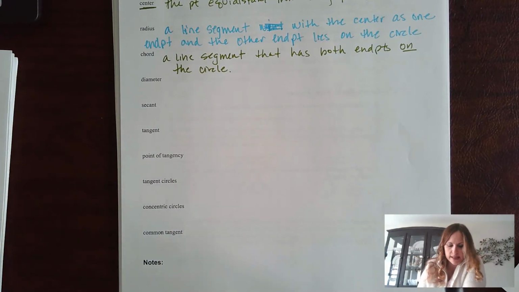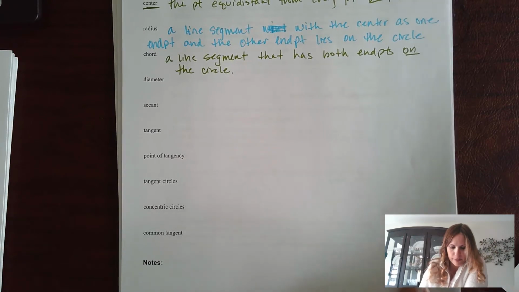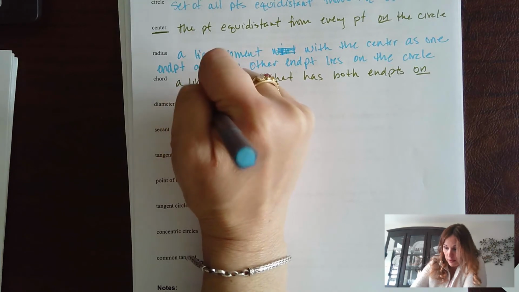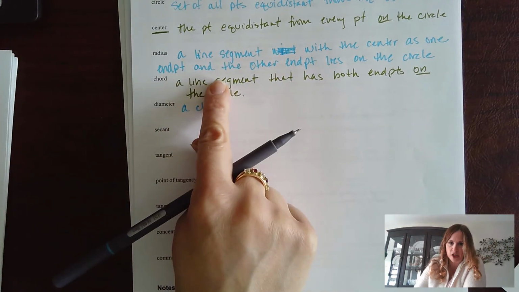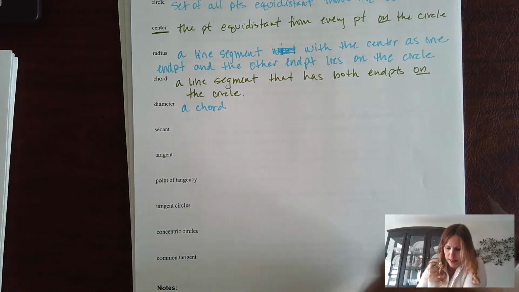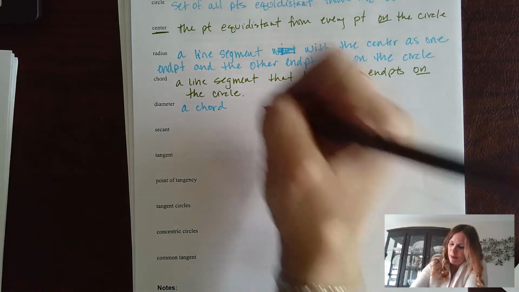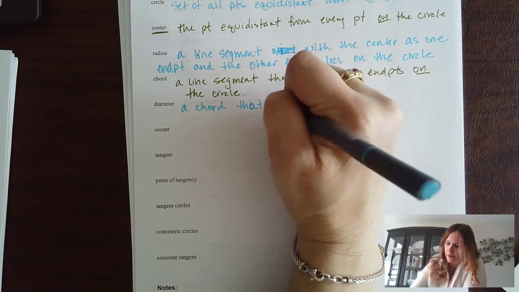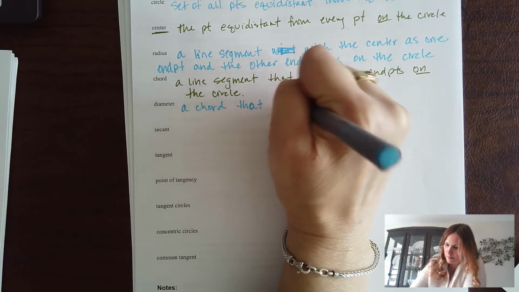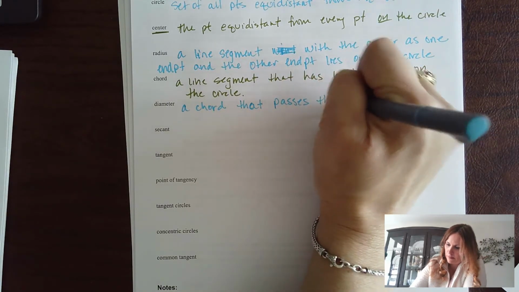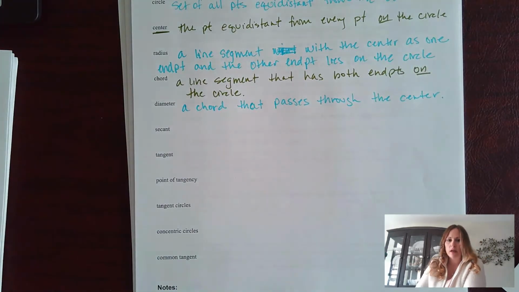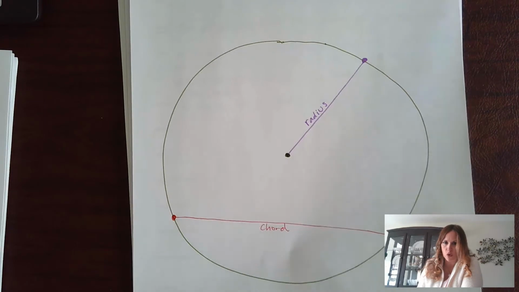All right, next on our list is diameter. I think you guys are probably familiar with this one. But specifically, it's a chord, so it uses that definition. It's a line segment that has both endpoints on the circle, but it has to pass through the center. So it's a very specific kind of chord, okay?